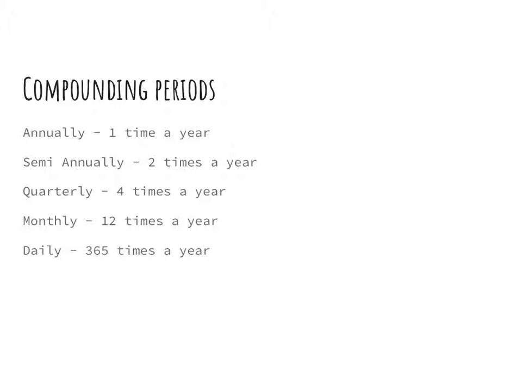Some common compounding periods that they will use, it won't be all of them, but this will give you some kind of an idea. If they use the word annually, that's once a year. Semi-annually is twice a year. Quarterly is 4 times a year. Monthly is 12 times a year. And daily is 365 times per year.